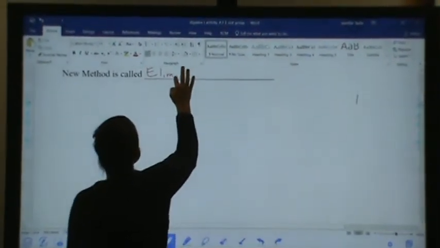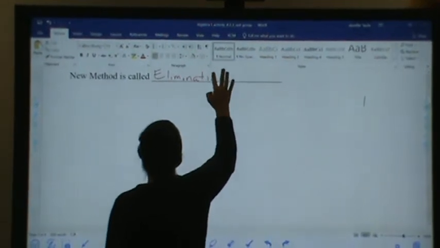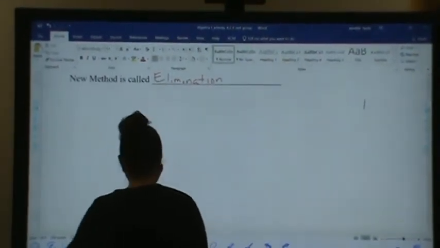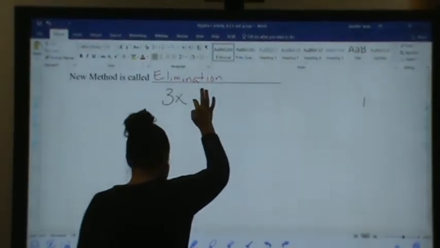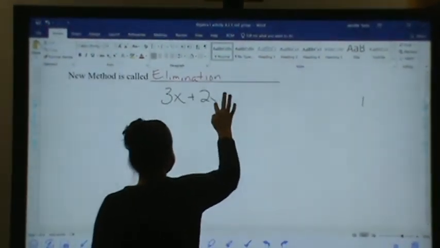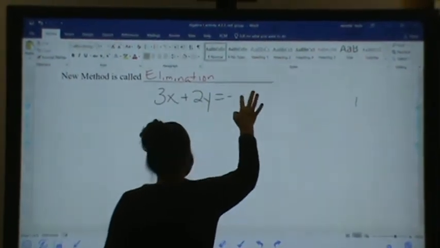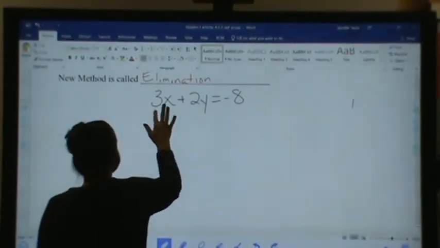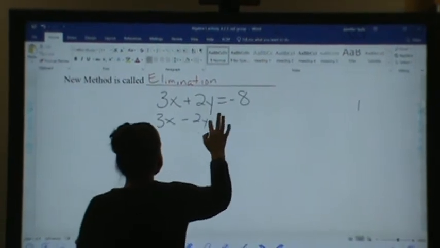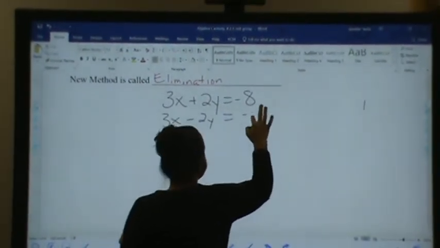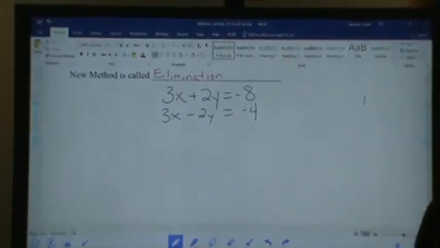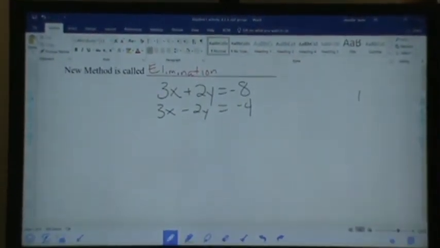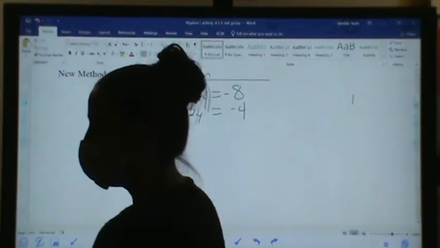Elimination. Normally you don't have to rewrite the system, but today, just this part, I'm going to have you. So you had 3x plus 2y equals negative 8. Then you have 3x minus 2y equals negative 4. Okay. So when we started this problem, the first thing we did is we rearranged all the parts to say, let's use equal value. But we're not going to do that.